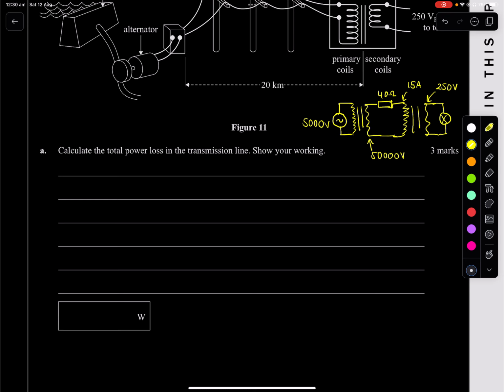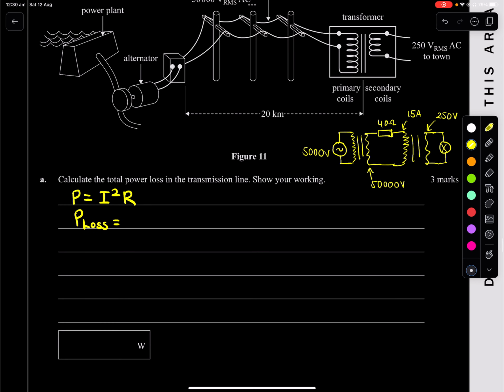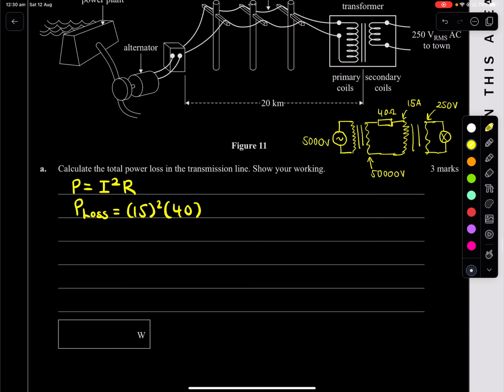So if I look at my summary sheet, the formula for power is over here: power, P, is equal to I squared R. So your power loss, P loss, is the current running through the resistor, which was 15 amps, 15 squared, times your resistance, which is 40. That equals 15 squared times 40, which is 9,000 watts.